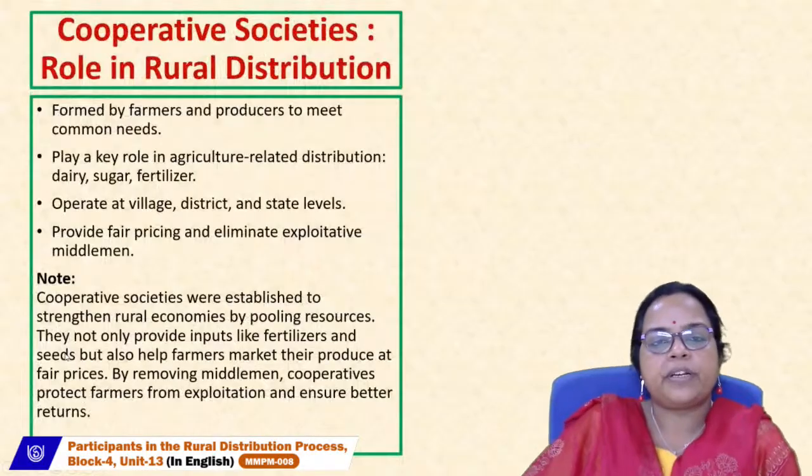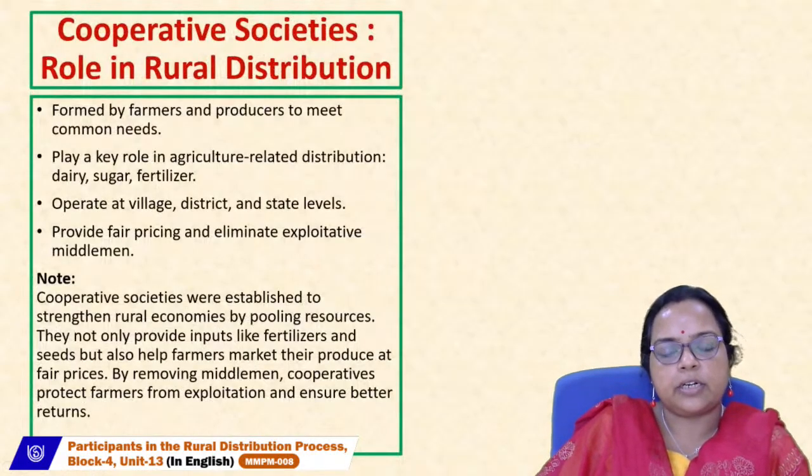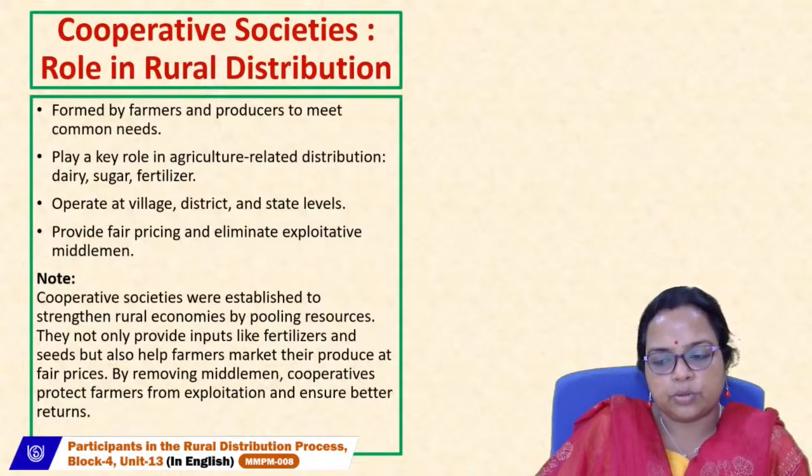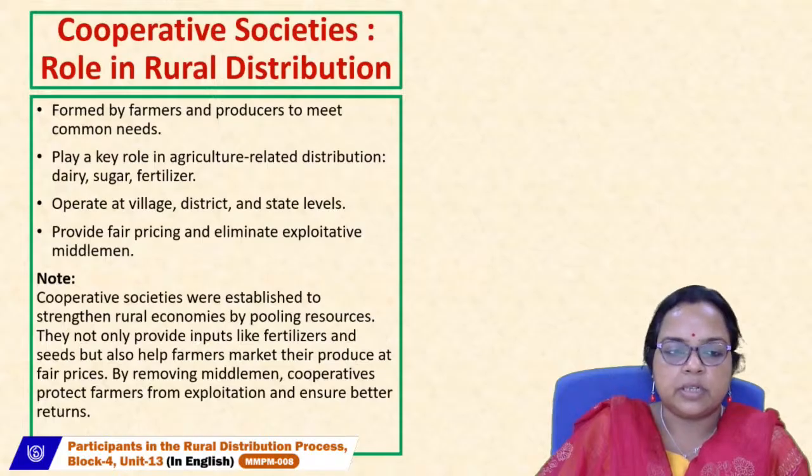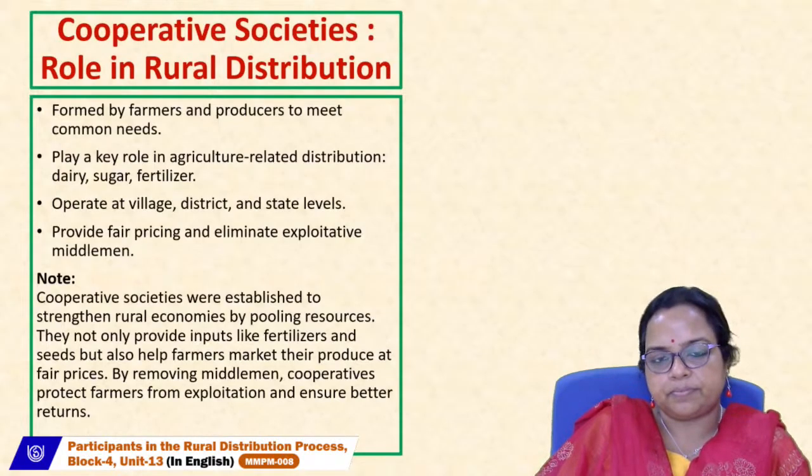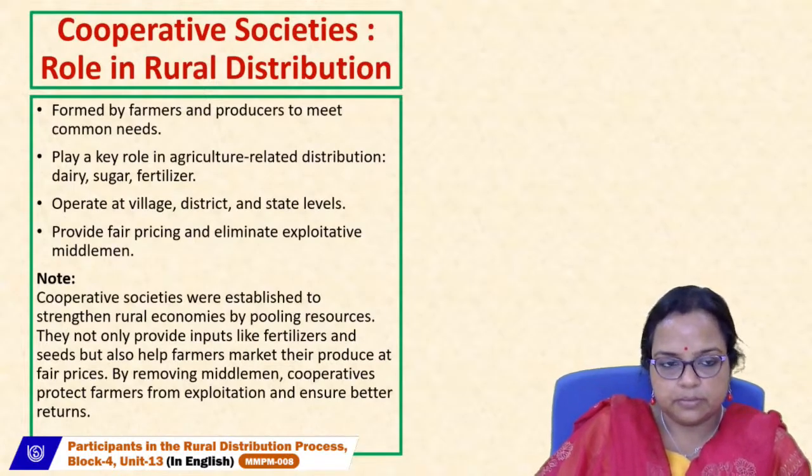Then it comes to cooperative societies. What is the role of cooperative societies? We all know about cooperative societies, and these were established to strengthen rural economies by pooling resources. They are majorly formed by farmers and producers to meet common needs. They play a key role in agriculture-related distribution, like dairy, sugar and fertilizers.